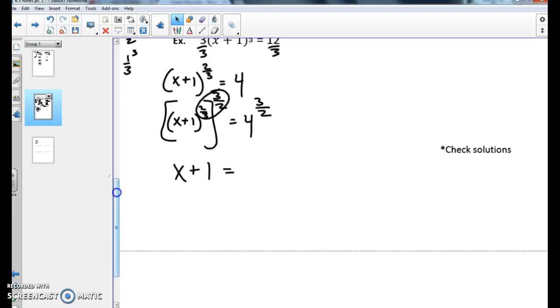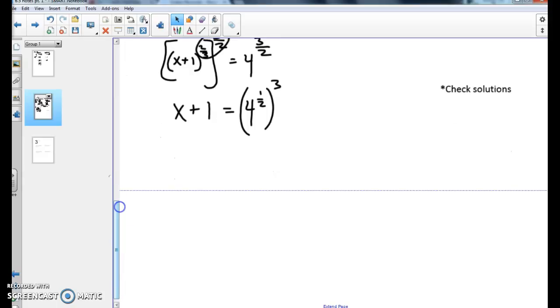Now 4 to the 3 halves, a couple of ways I can think about that. I'm going to choose to write this as 4 to the 1 half, to the third. I find that to be the easiest because I know 4 to the 1 half power is the square root, and 4 is a perfect square. I know what the square root of that is, right? So this gets me x plus 1 equals the square root of 4, which we know is plus or minus 2, to the third power.